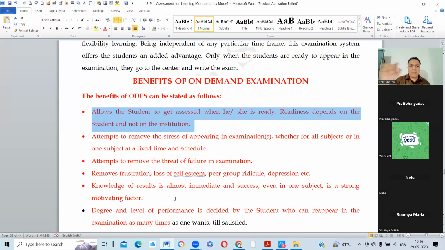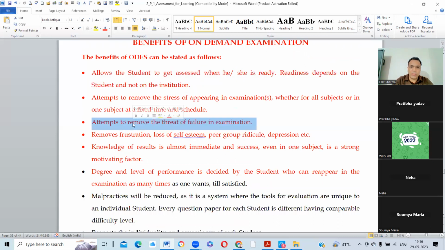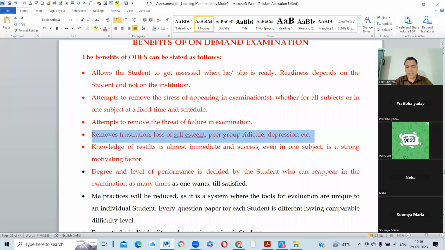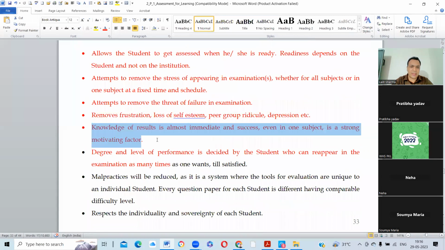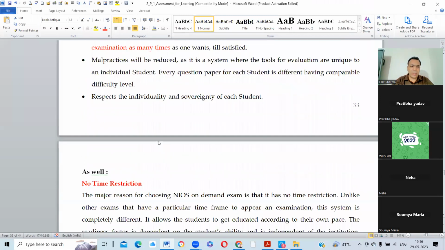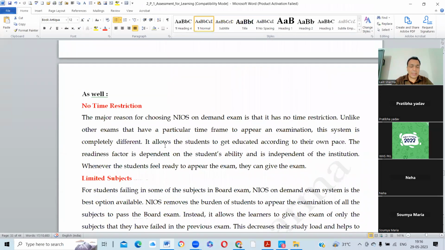Guys, so the benefits of on-demand examination: it allows students to get assessed when they are ready. Readiness depends on the student and not on the institution. It attempts to remove the threat of failure in examination, remove frustration, loss of self-esteem, peer group pressure, depression. Knowledge of the result is almost immediate, and success. So I think you have come to know about on-demand examination as well.